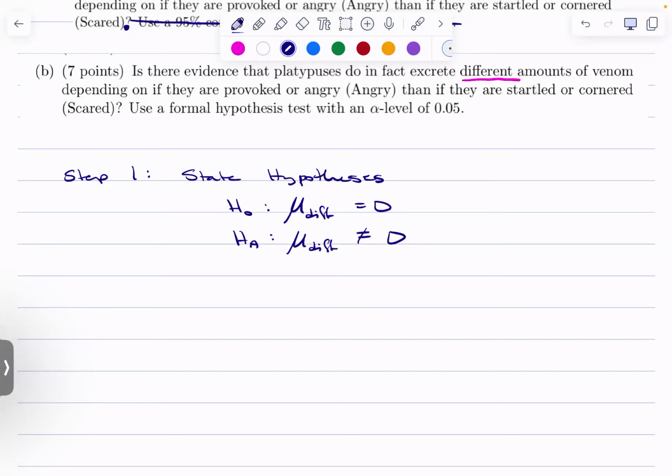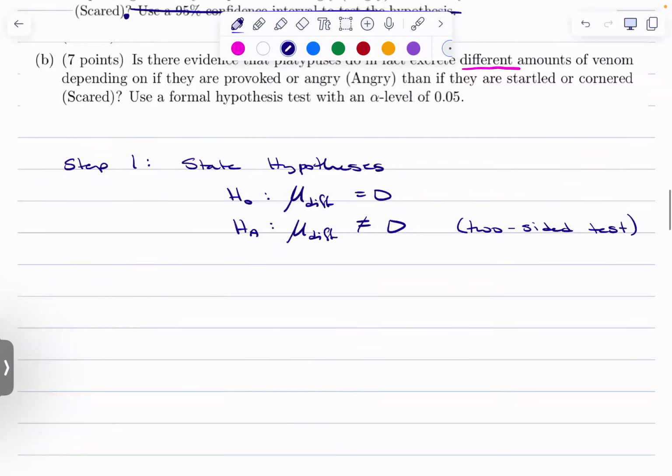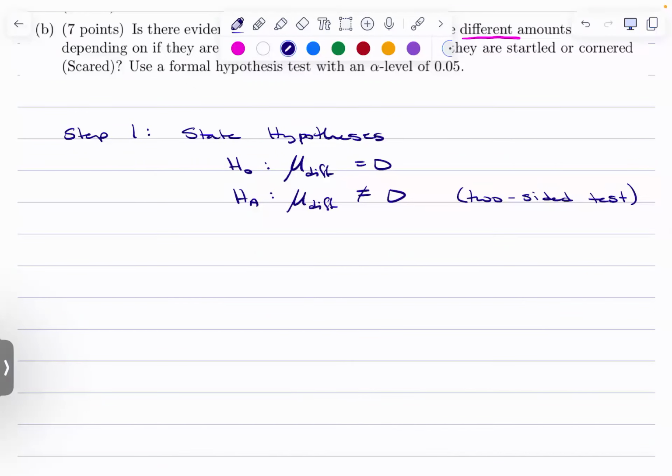Since I have a not equal to here, I want to know if there's a difference. Then I care about both extremes, right? If one is extremely less than the other or greater than the other. And so that's what makes it a two-sided test, which means later we'll need a two-sided p-value. Okay. Step 2, do the test.